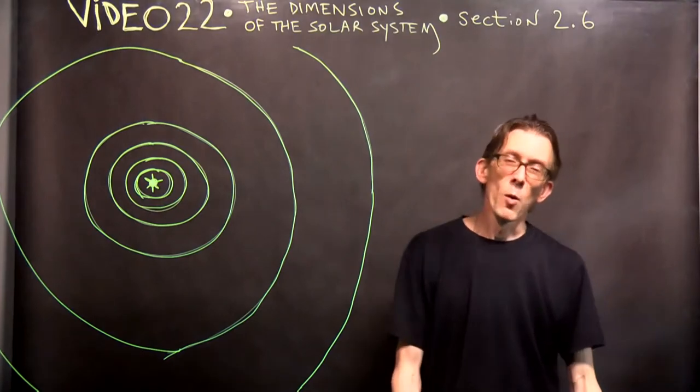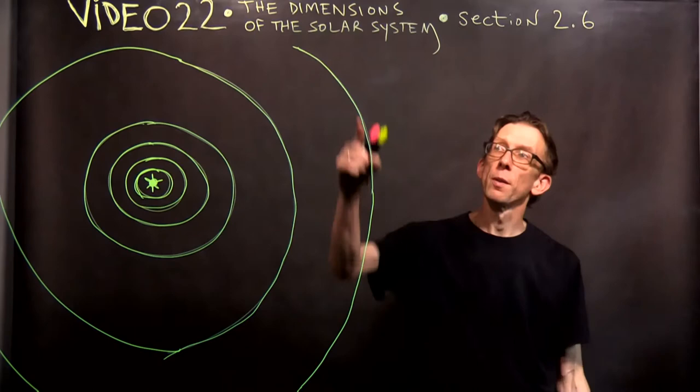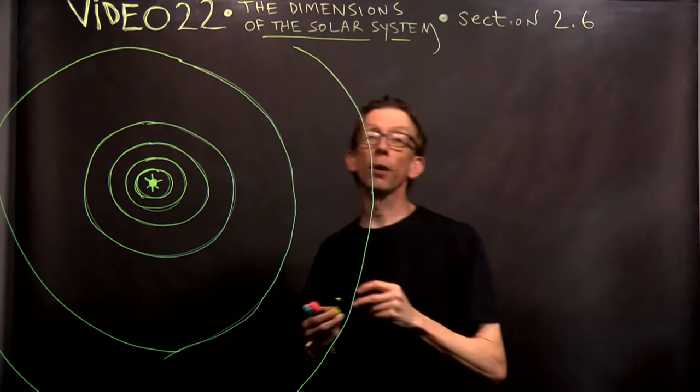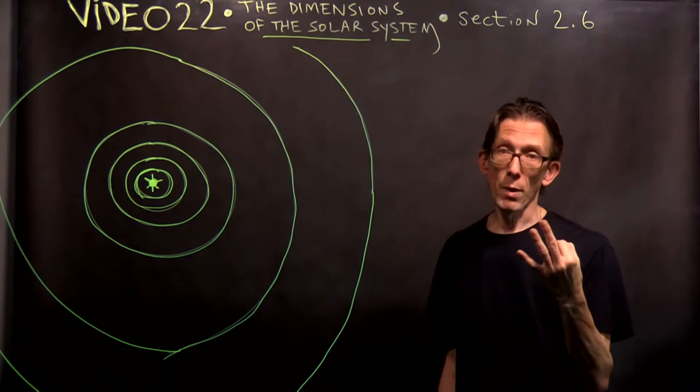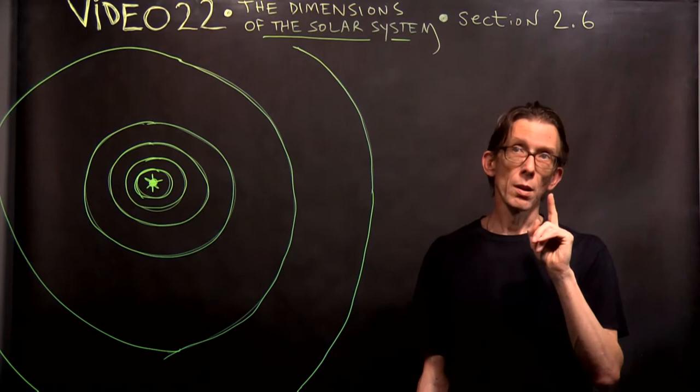Welcome to video number 22, folks, entitled The Dimensions of the Solar System. So, we just finished up talking about Kepler's three laws of planetary motion. That name is a little bit misleading because those laws do more than describe the motions of the planets.